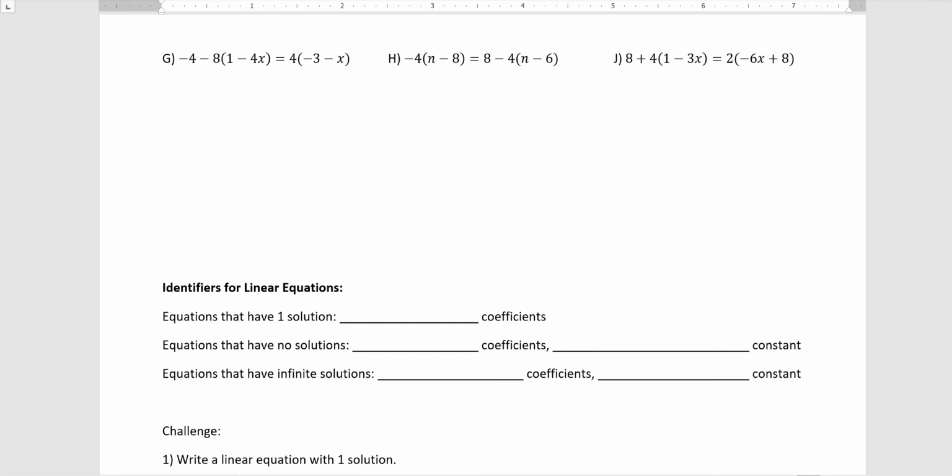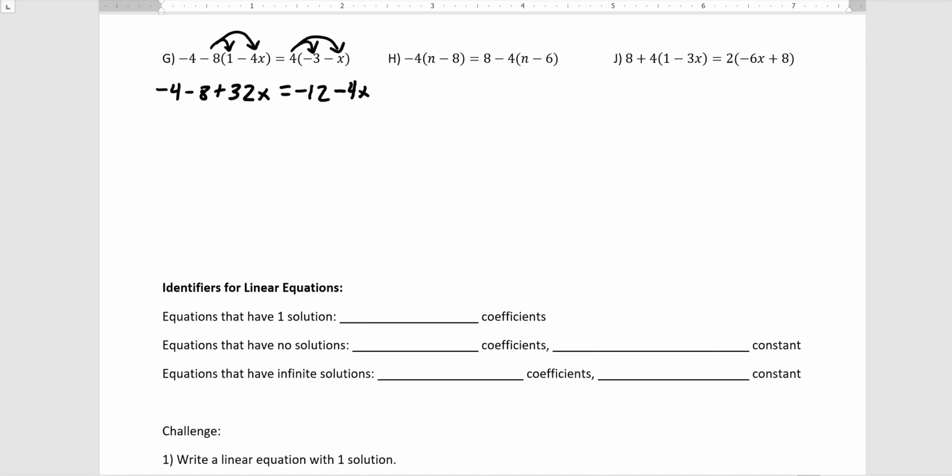All right, let's go ahead and check how we did here for letter G, H, and J. So looking at letter G, I'd start by distributing this -8 and this 4 into everything here. When I do that, I'd get -4. And then I'd have -8 times 1 would give me -8. -8 times -4x would be positive 32x equals 4 times -3 is -12. 4 times -x is -4x.